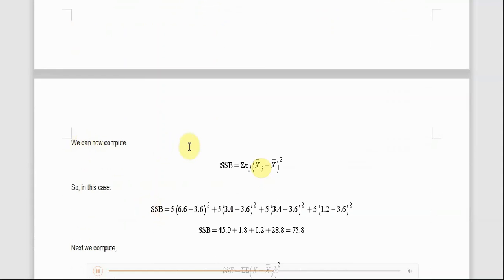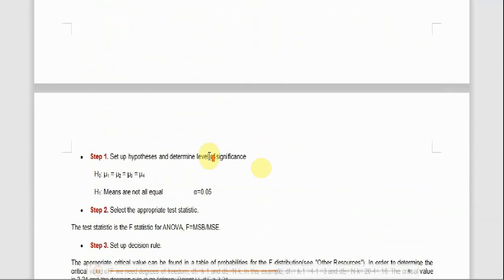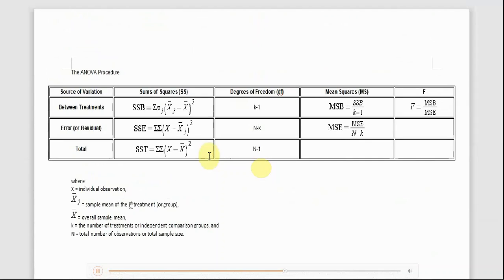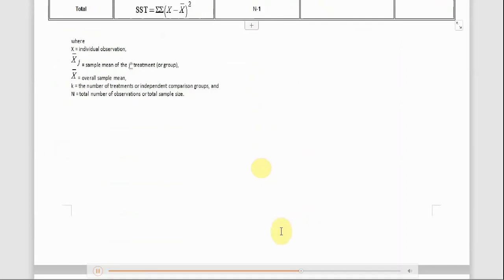First, we calculate the SSB. We calculate first SSB, and then we will calculate SSE. We will get the SST. With this, and then we calculate this, we will get this, and this. With this, we will conclude whether to reject the hypothesis or not.